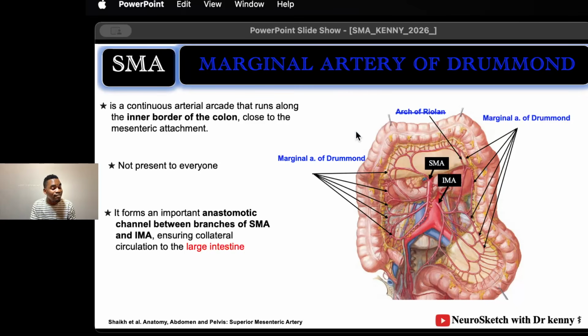And then we have something very important clinically called the marginal artery of Drummond. What is it? On the inner side of the colon, we have a continuous arterial arcade, which joins the different branches that supply the colon. The branches that supply the colon form this continuous arc or arcade, which is called the marginal artery, also called the marginal artery of Drummond.